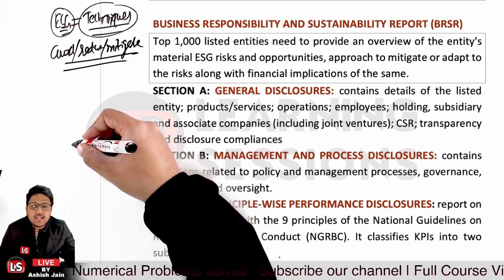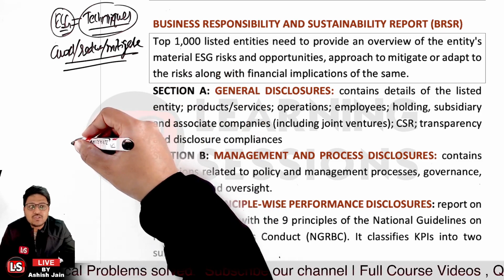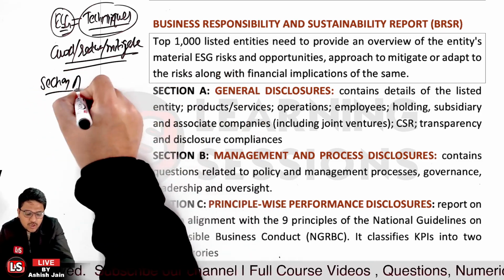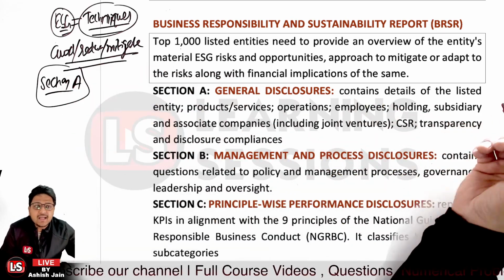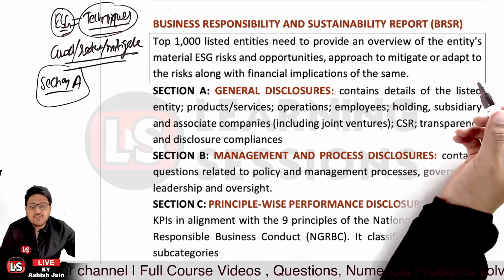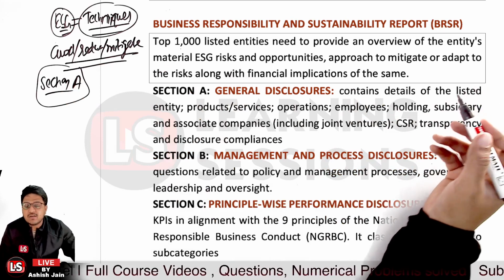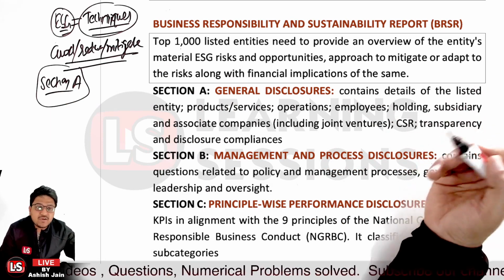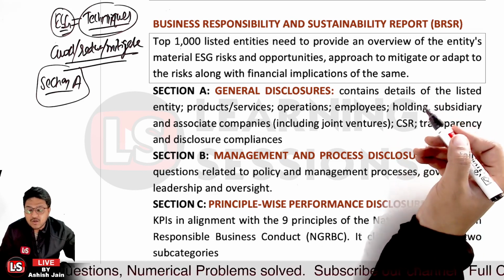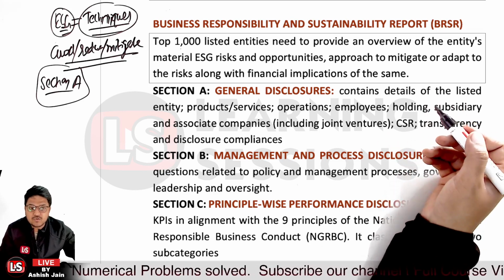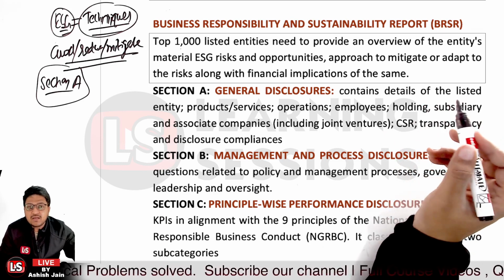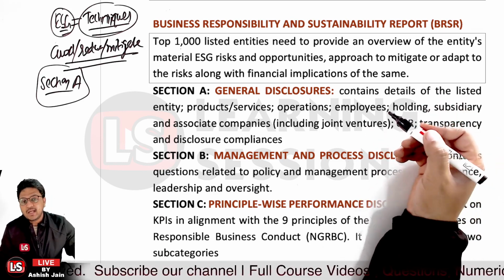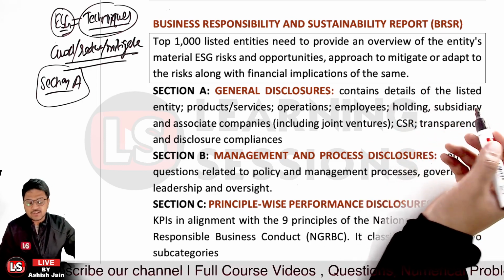Okay, so first of all, it's related to what? It's related to section A, that's related to general disclosures. When we're talking about section A, it's related to the normal general disclosures, that indicate what the listed entity's products or services are, what operations they are leading into, who their employees are, what their holdings, subsidiaries, etc. are. What is their corporate social responsibility, transparency, disclosure, compliances. In general, whatsoever things they are dealing with, their assets, their worth, all must be disclosed, right? That's related to section A.